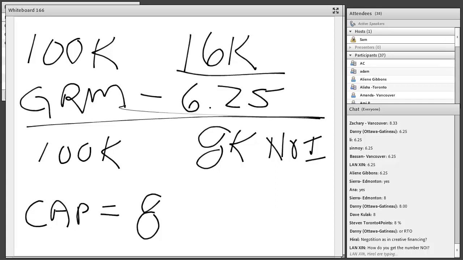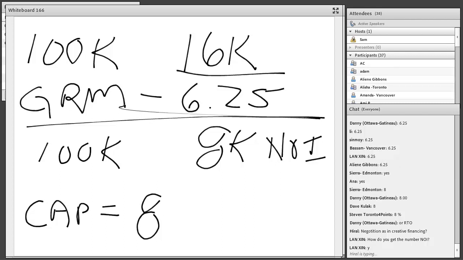How did I get the number, the NOI, the net operating income of 8K? Is that what you're asking? Just want to double check the question. Yeah, that's 50% of this. This is the 16K, right? That's all I did. I cut it in half. So as a general rule, I assume half the money's going to expenses on a property. Now that might not be absolutely right.